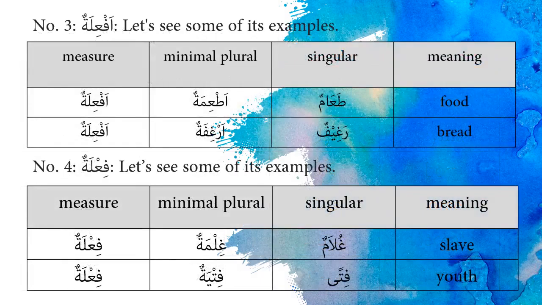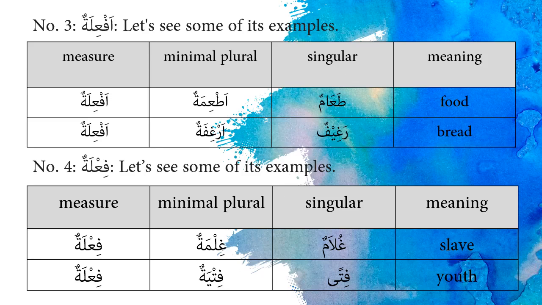Number 3, af'ilatun. Let's see some of its examples. Measure af'ilatun, minimal plural is at'imatun, singular is ta'amun, meaning food. Af'ilatun, minimal plural is arghifatun, singular is raghifun, meaning bread.